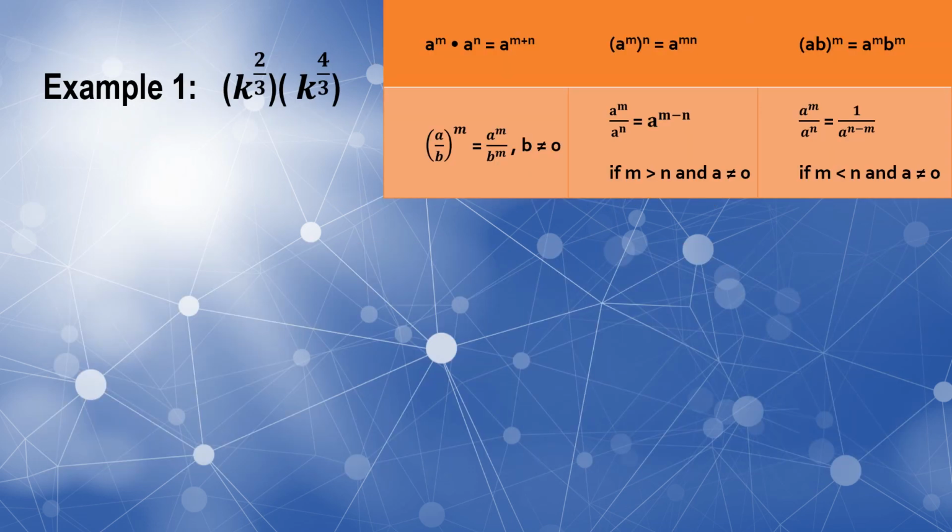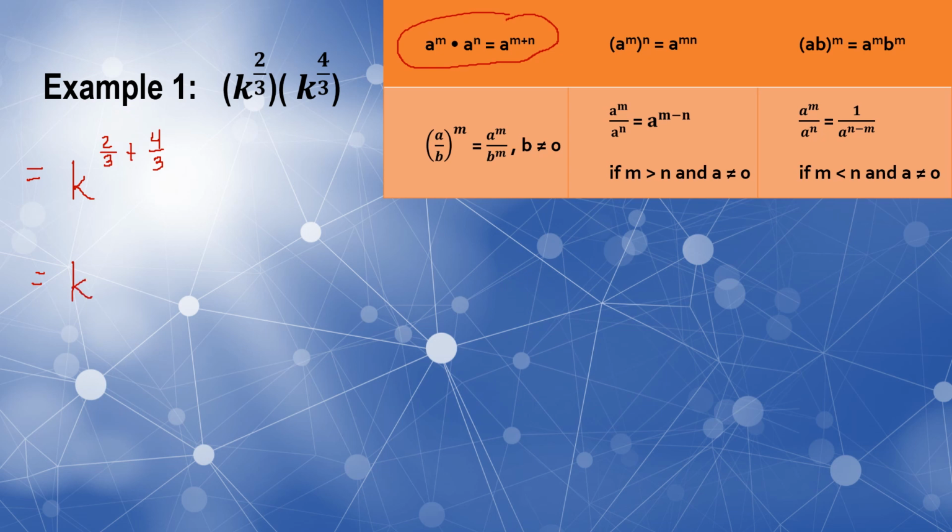Let's have an example. So here we have k raised to 2/3 times k raised to 4/3. So we have learned that we can apply the laws of exponents in order to simplify these expressions with rational exponents. So in this case, what law of exponent are we going to apply? For this example, we will apply this, since we are dealing with the same base. So it means that we have k raised to the power of 2/3 plus 4/3.